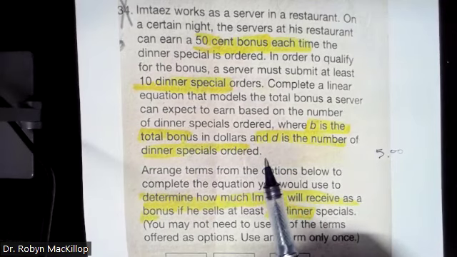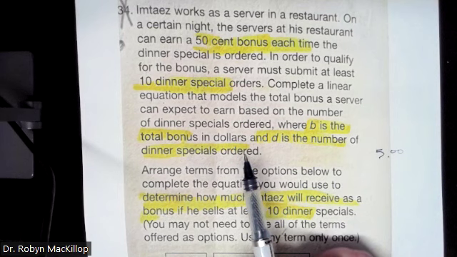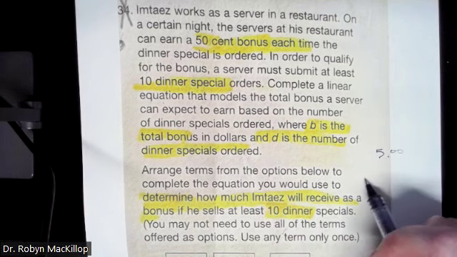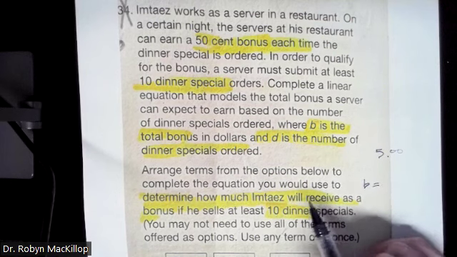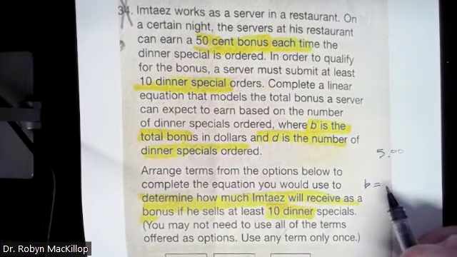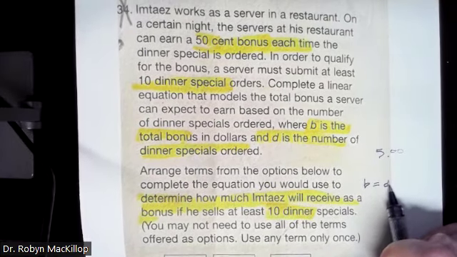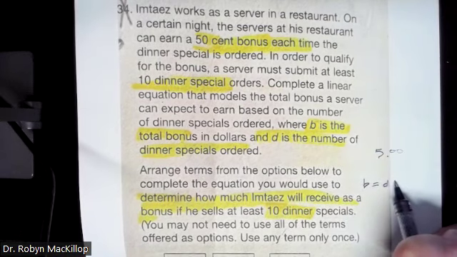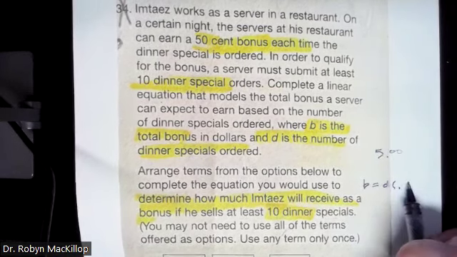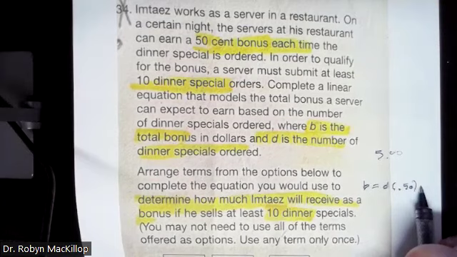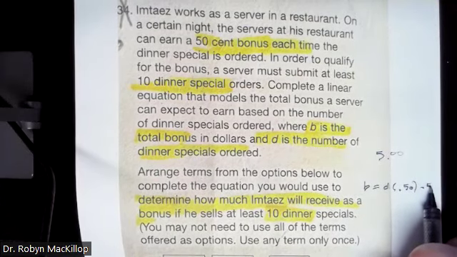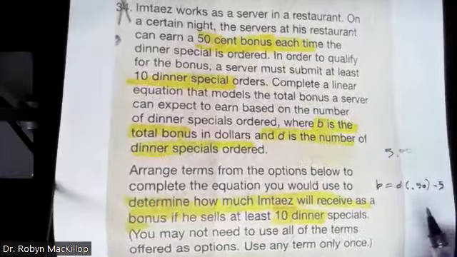Then they want you to do a linear equation. B is the total bonus. So it's going to be B equals. And D is the number of specials. So D, and the specials are 50 cents. And you have to sell $5 worth before any of them count. So let's go down here and see what they give us.